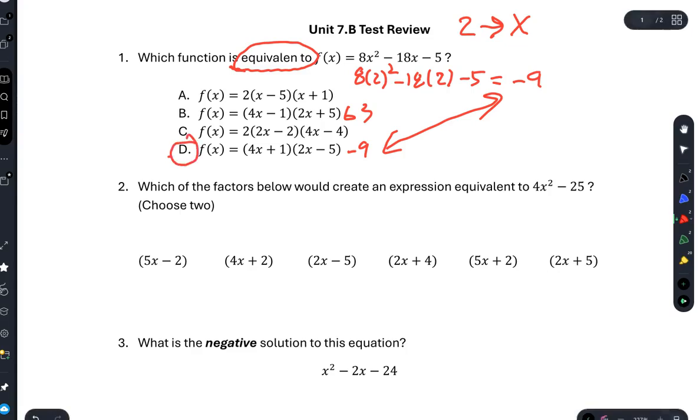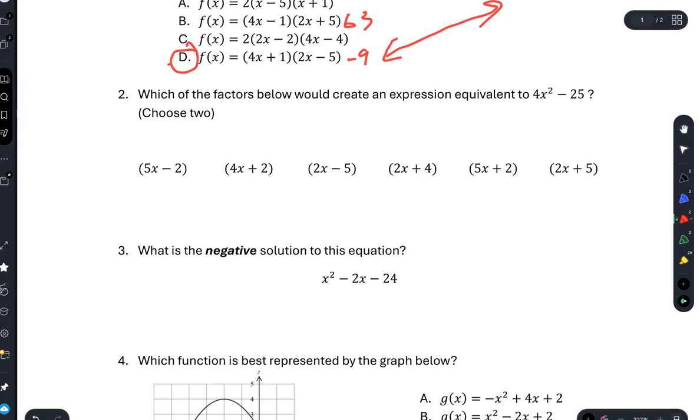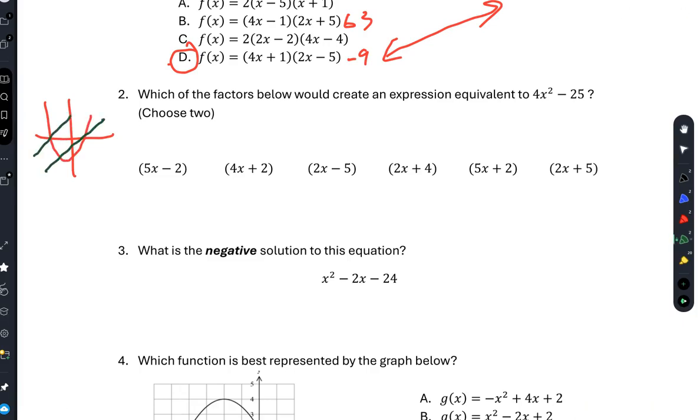Okay. Number 2. Which of the factors could create an expression equal to 4x squared minus 25? So 2 of these are going to be factors. If you graph a parabola, the factors are going to cross the parabola at the x-intercepts. So what we're going to do is graph this parabola, then graph all of these. The lines that cross the parabola at the x-intercept will be the factors, okay?